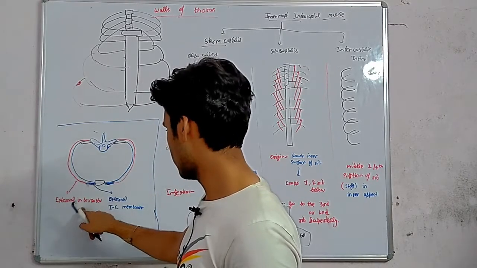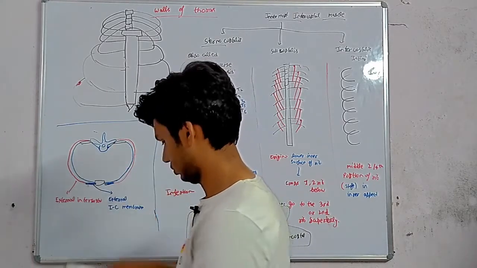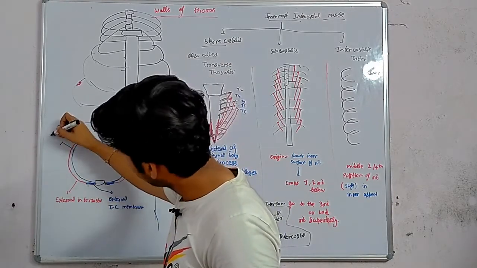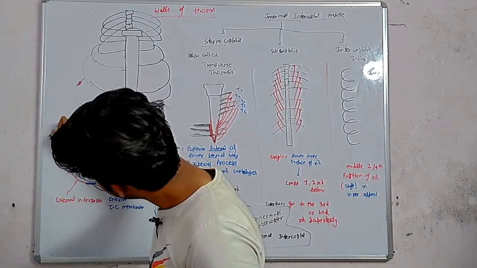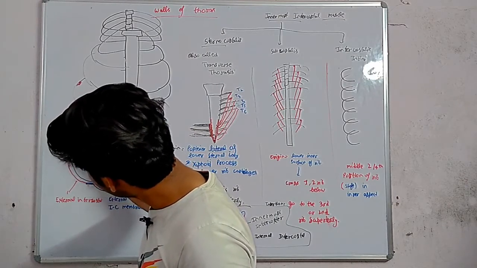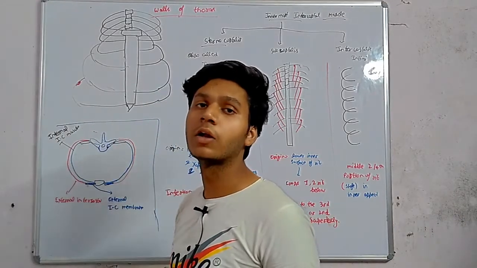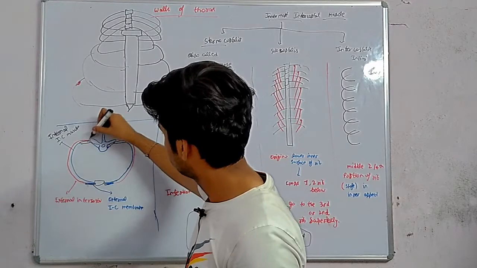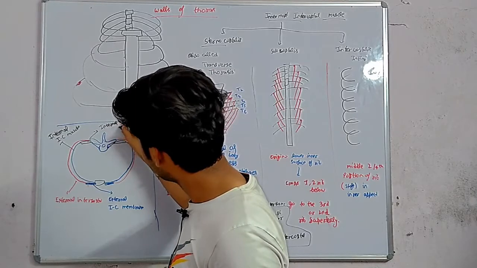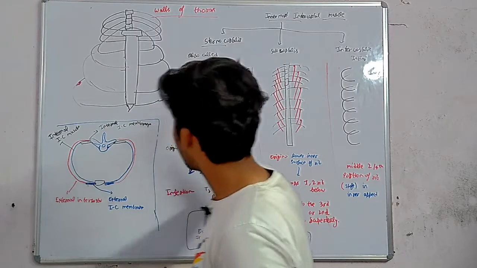The external intercostal is a muscle, with the external intercostal membrane. Just inner to it is the internal intercostalis muscle, which posteriorly continues as the internal intercostal membrane. Now come to the third muscle, the innermost intercostalis.